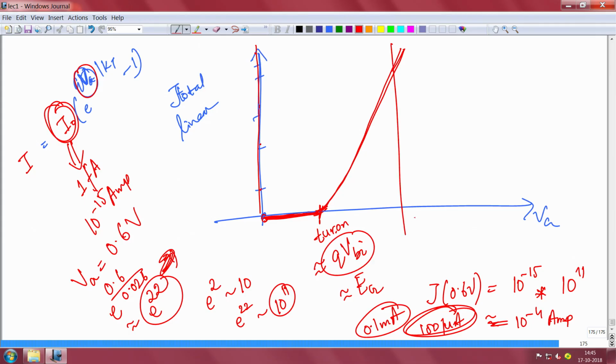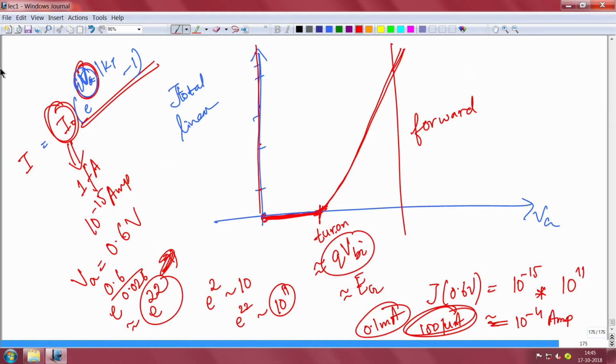So, it can increase exponentially, okay? It can increase exponentially in the forward bias. A small change in the applied voltage will lead to a very large change in the current. So, that is the beauty of forward bias.